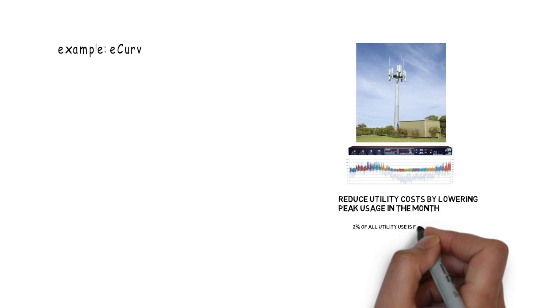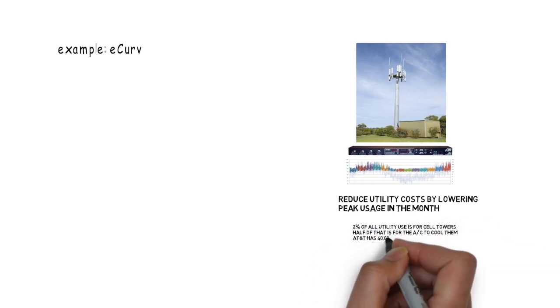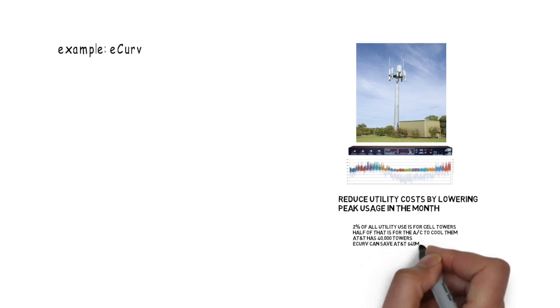The founder of the company used to work for AT&T, and he knew that 2% of all electricity in the U.S. is used by cell towers. That alone is a staggering fact. And half of that usage is from the air conditioning equipment inside each tower that keeps the radios cool. He calculated that AT&T has 40,000 towers and could save $40 million a year with eCurve's technology.